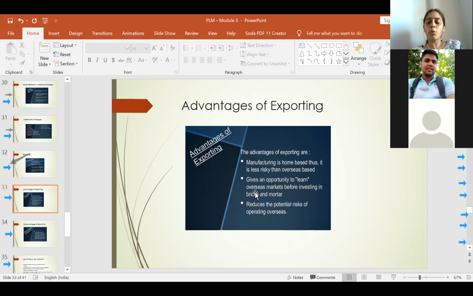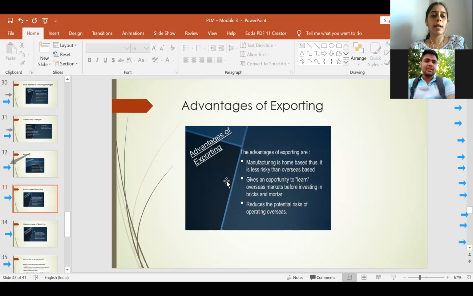So you will get an opportunity to study the overseas market before you invest anything in it. And the third advantage is it reduces the potential risk of operating overseas, because you will do a proper survey and check all aspects before you launch a product there, and this will be possible only with the help of global partners.